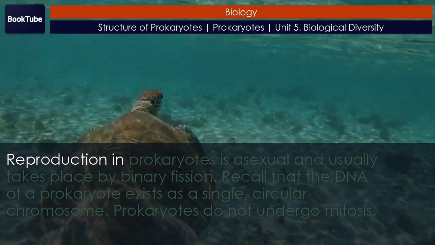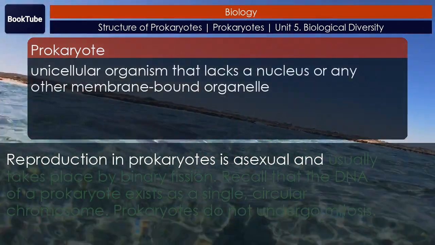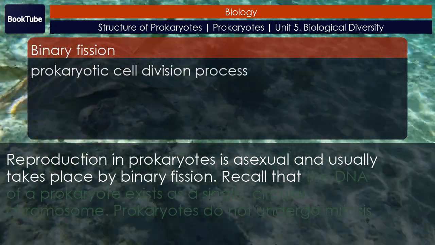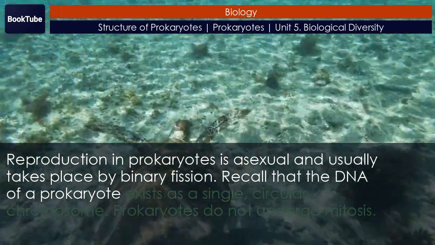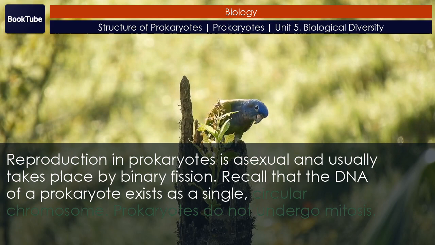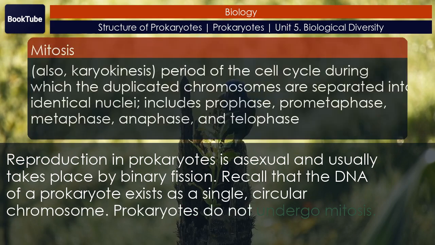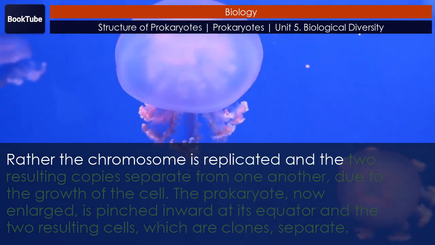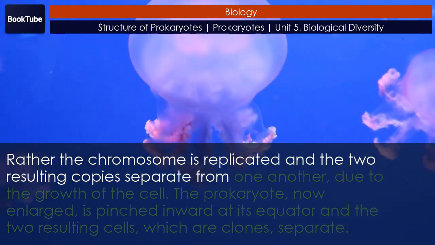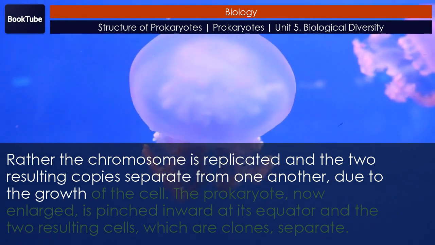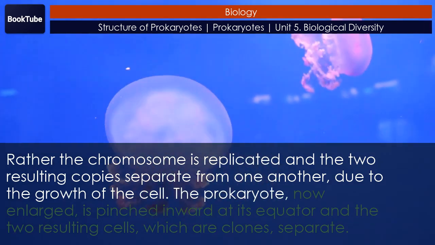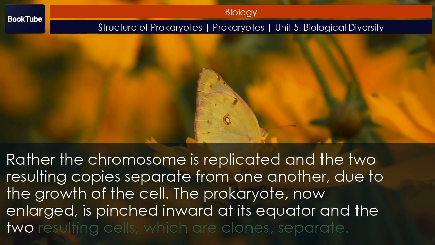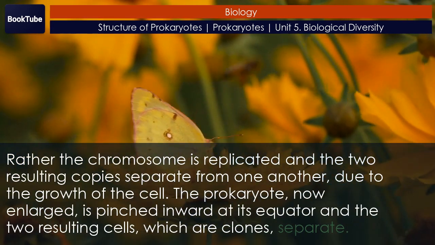Reproduction. Reproduction in prokaryotes is asexual and usually takes place by binary fission. Recall that the DNA of a prokaryote exists as a single circular chromosome. Prokaryotes do not undergo mitosis. Rather, the chromosome is replicated and the 2 resulting copies separate from one another. Due to the growth of the cell, the prokaryote, now enlarged, is pinched inward at its equator and the 2 resulting cells, which are clones, separate.